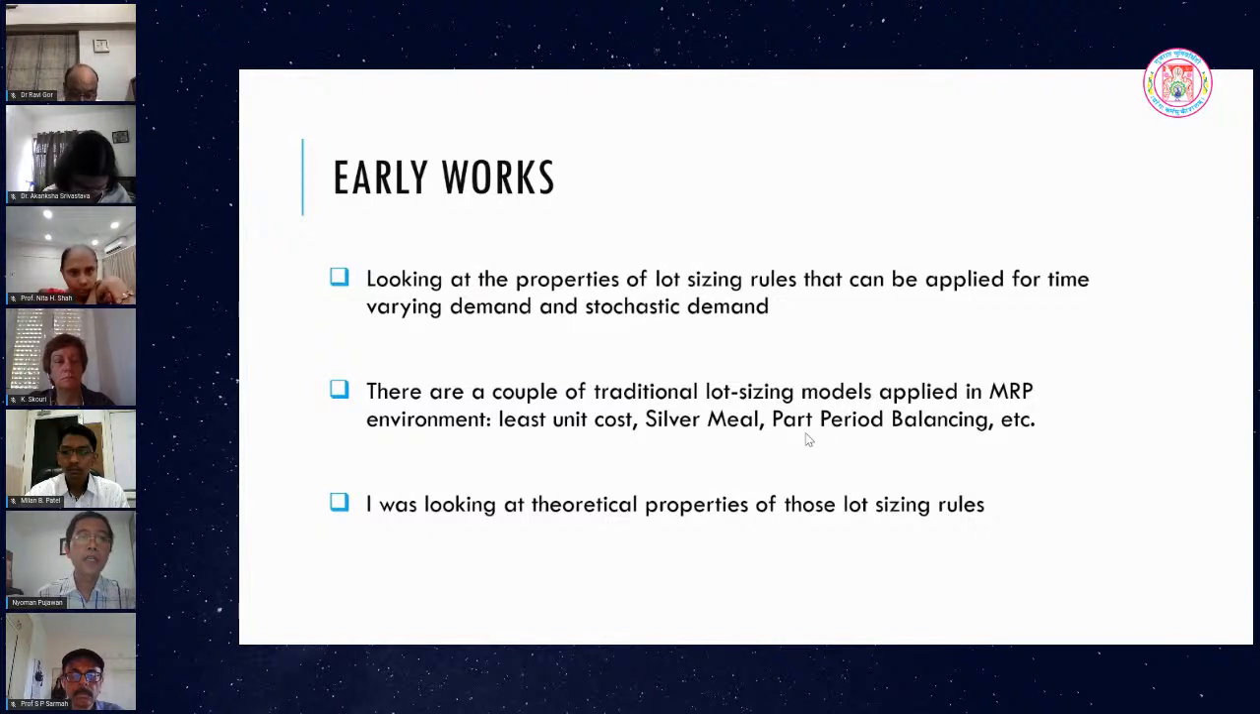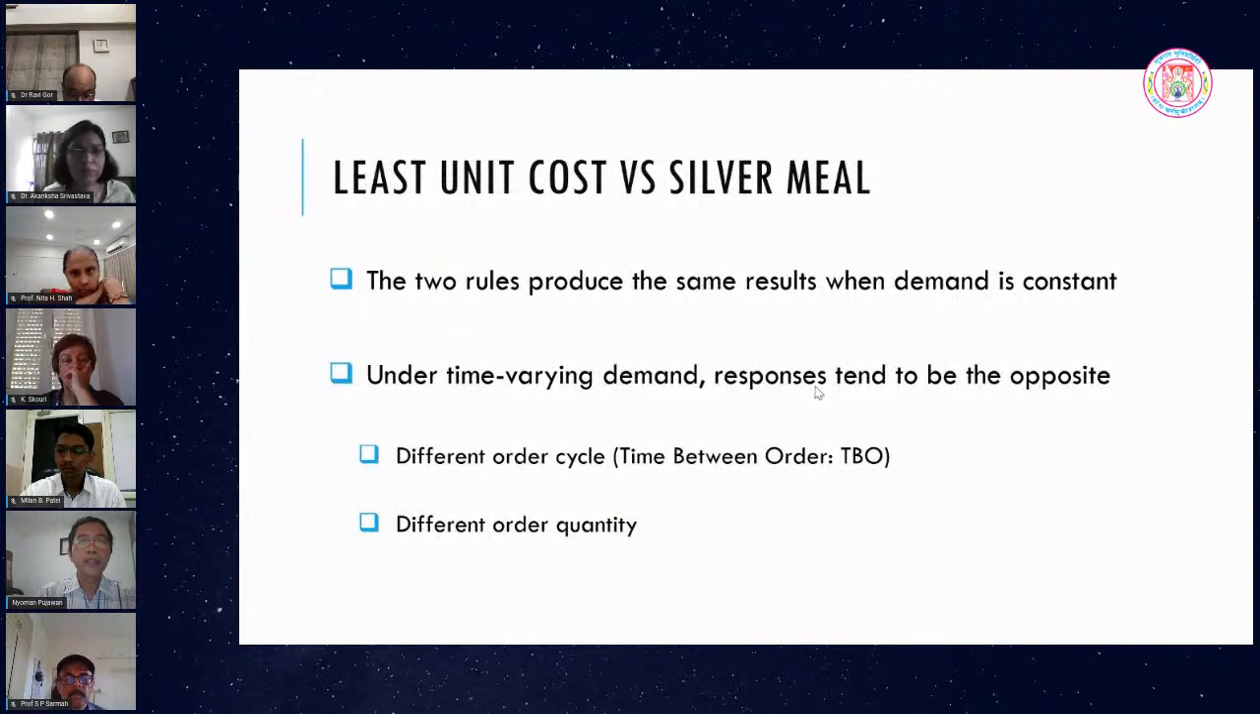So my early work was looking at the properties of lot sizing rules that can be applied for time varying demand, where the demand is not constant over time. So for example, demand in period 1 is different from the demand in period 2. And then there are stochastic properties in the demand, where you have some error probability in any demand that you are putting in your plan. So my early work was looking at a couple of different lot sizing rules.